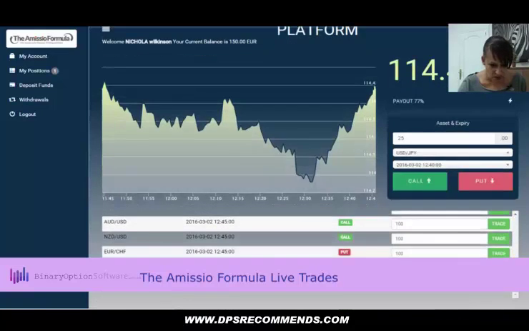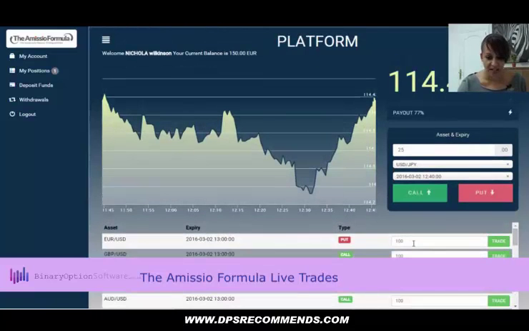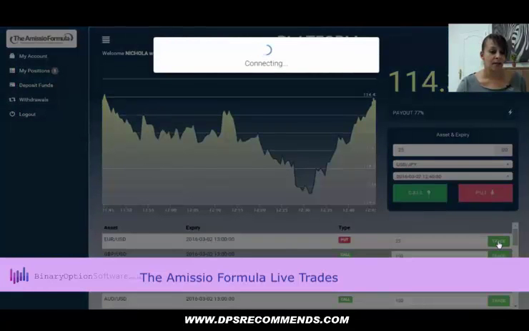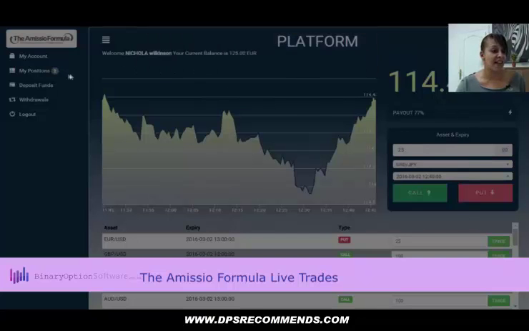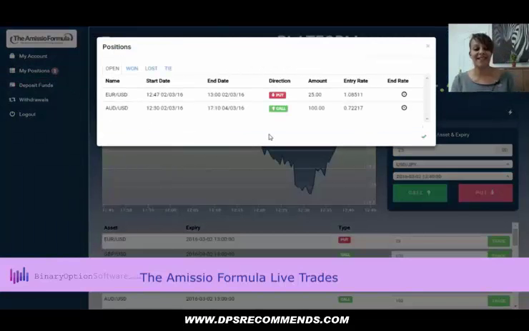Not those ones. Right, so I'm just going to place any trade just to test this out with my 150 euros that I've got left. So it's saying to place a put trade. You just press trade. Position opened successfully. As you can see there, it now says 2. There they are. Excellent. So yeah, you can see I've placed 2 trades with it.